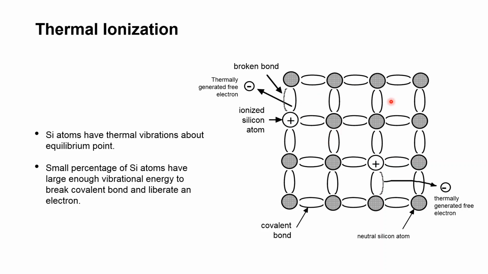But when silicon atom is at some temperature, let us say T degree Kelvin, there will be some thermal vibrations in the silicon atom about their equilibrium point. So a small percentage of silicon atoms have large enough vibrational energy to break the covalent bonds. So because of the thermal vibration, some of the covalent bonds are broken and electrons are released.